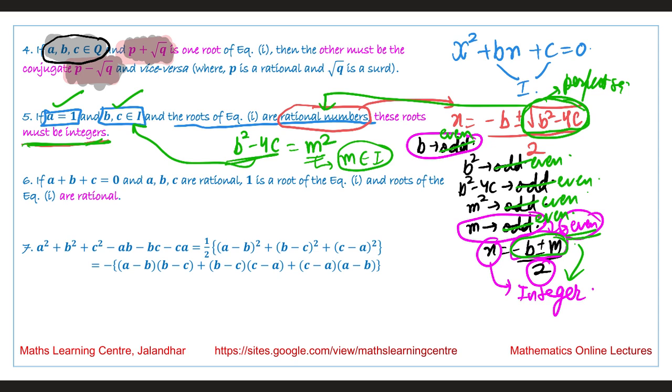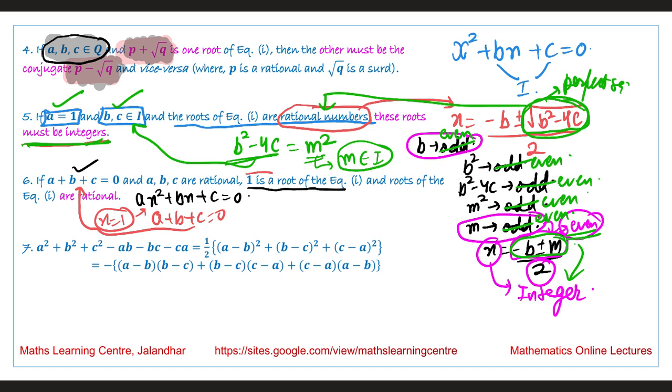Next condition we have is, if we are talking about a quadratic equation ax square plus bx plus c is equal to 0, and we are given that a plus b plus c is equal to 0, then 1 is a root of this equation. So this thing is clear, that if we substitute x is equal to 1, this will become a plus b plus c is equal to 0, and this is given to us. So we are saying that 1 is a root of this equation, and the second root of the equation is rational.